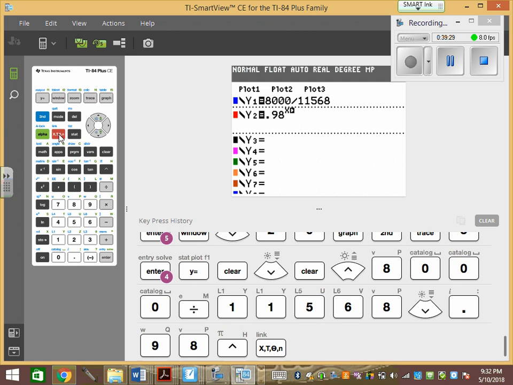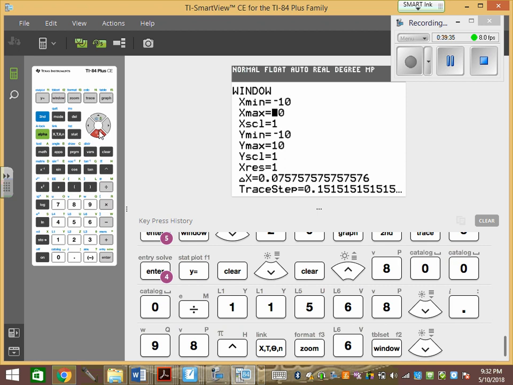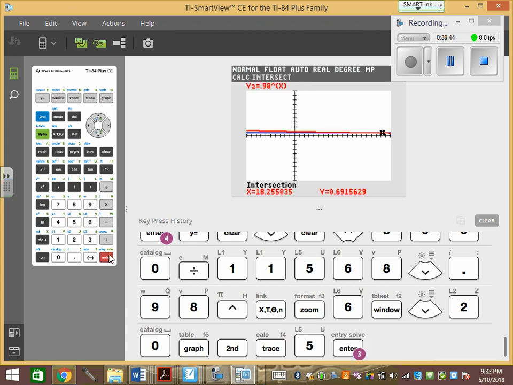And we press graph, so zoom 6. I'm going to make my X max bigger because I can't see where it's crossing. I'll make it be 20. I think I can see it now. Second trace 5, enter, enter, enter. And I get 18.25.